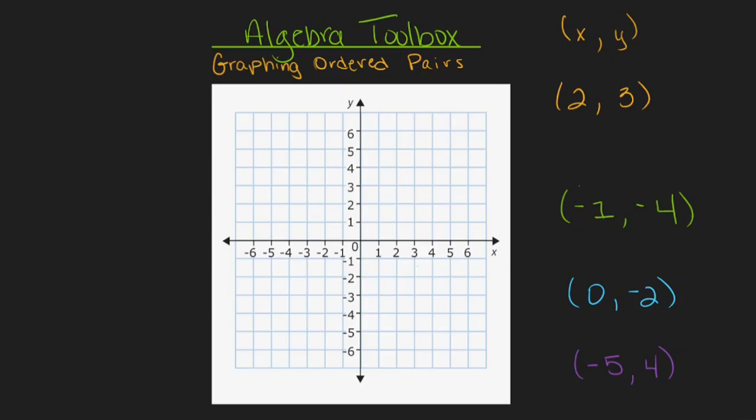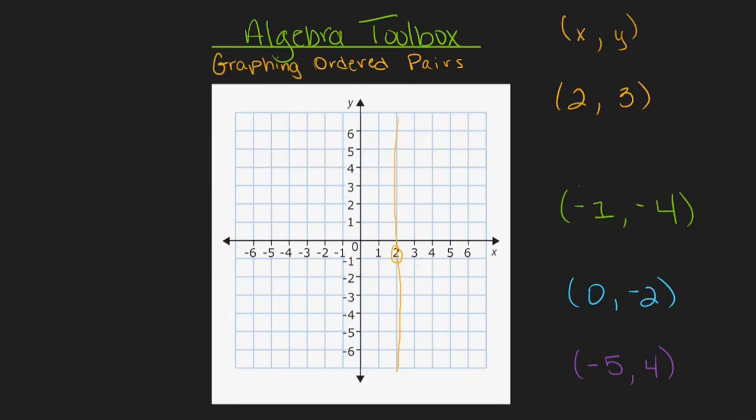Let's take a look at our first ordered pair, which is the point 2, 3. The 2 is telling me that I need to find a 2 on the x-axis. That happens here. So I know that my point is going to be somewhere on this line, because this is all of the points that have an x value of 2. It's all the places where we're at that x value of 2.